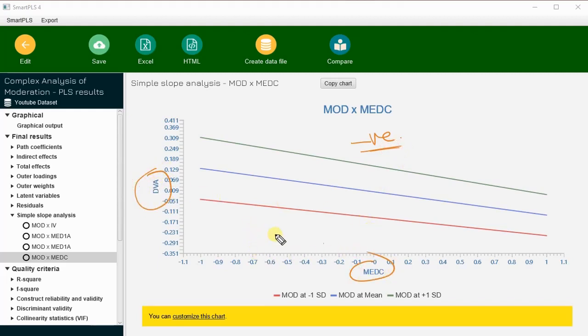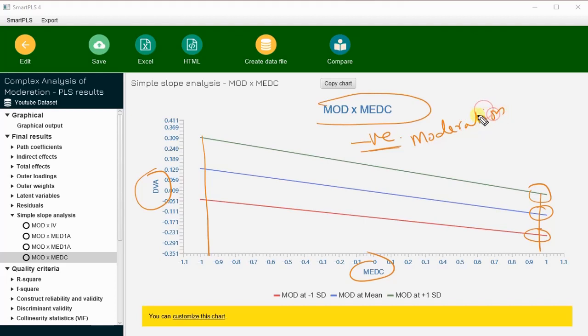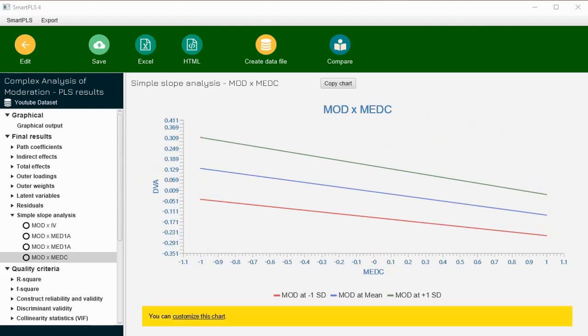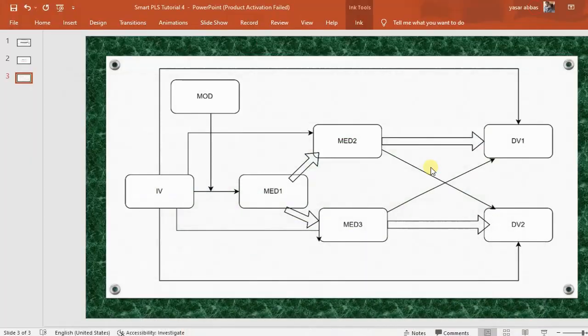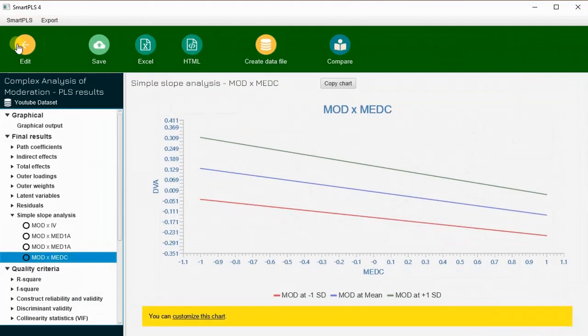This shows that at a low value of the moderator or interaction term, the effect is high, but at a high value of the moderator, the effect on the dependent variable becomes low. So this is known as the negative moderation effect, which you can further interpret according to your thesis, your studies, and so on. This was all about your complex model related to the moderation analysis that can be performed in SmartPLS.